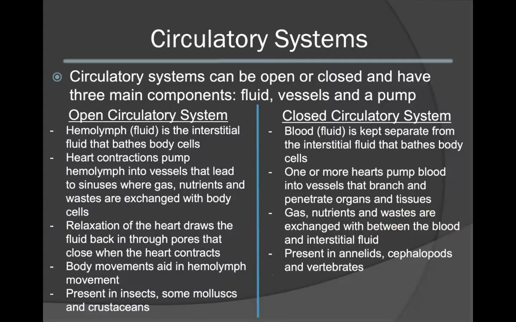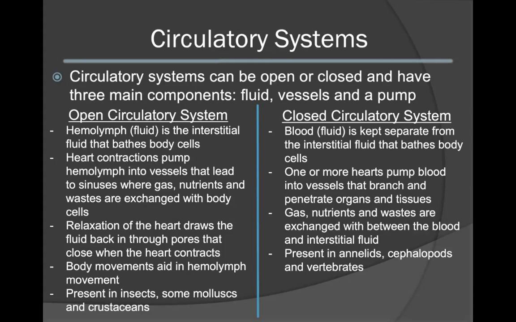In an open circulatory system, the fluid is considered the hemolymph. This is also considered to be the interstitial fluid that bathes the body cells. Heart contractions will pump this hemolymph into vessels that then lead to open sinuses. Once the hemolymph reaches the open sinuses, this is where nutrients, gas, and waste will be exchanged with the body cells. When the heart relaxes, fluid will be drawn back in through the pores that will eventually close as the heart contracts. This will help to increase the pressure to allow for the hemolymph to be pumped throughout the body. Body movements will also aid in the distribution of hemolymph. An open circulatory system is present in insects, some mollusks, as well as crustaceans.